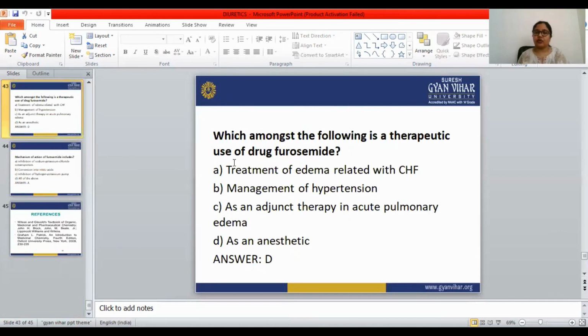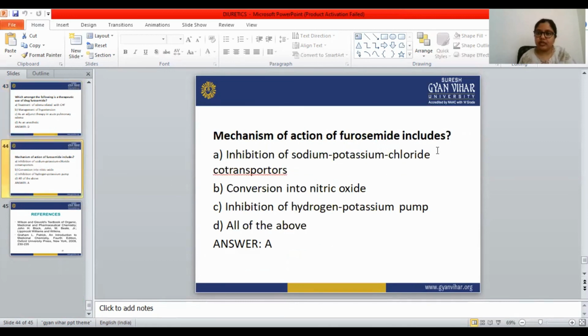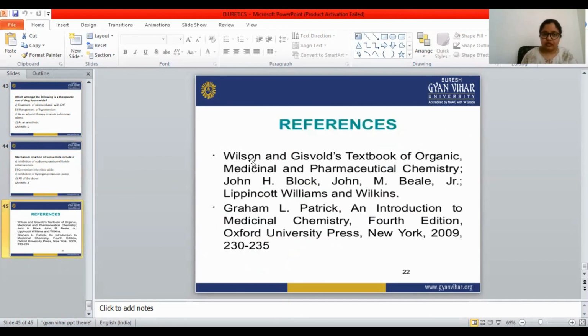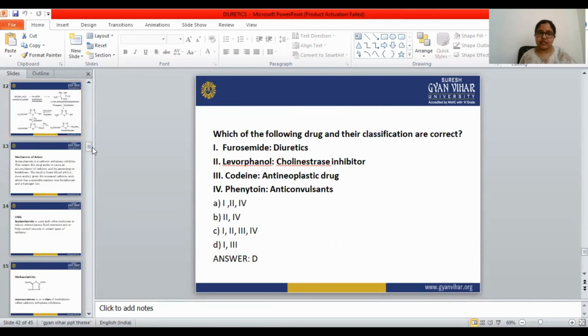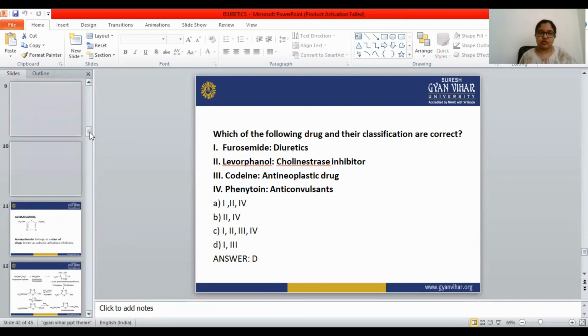Which of the following is the therapeutic use of the drug furosemide? The treatment of edema, management of hypertension, therapy in acute pulmonary edema, or as an anesthetic. So the correct answer is anesthetic. And the mechanism of action of furosemide includes the inhibition of the sodium potassium chloride co-transporters. In this chapter we have already seen the carbonic anhydrase enzyme. Mainly the carbonic anhydrase enzyme we have discussed in today's topic.